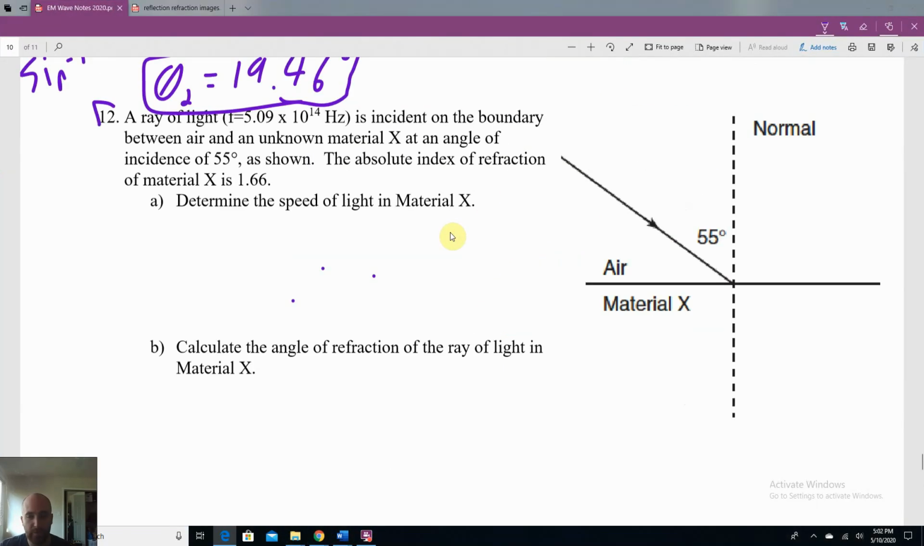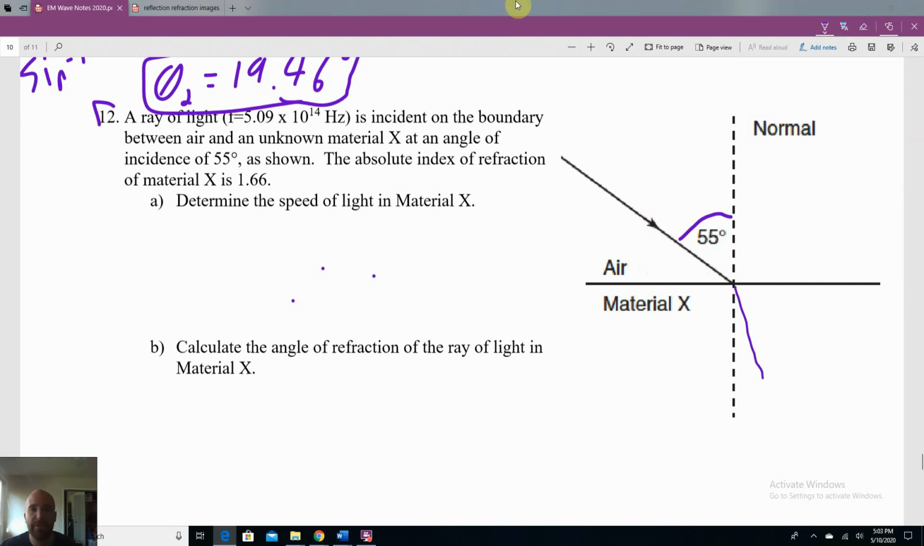Alright, so for number 12, hopefully you paused it and tried it. A ray of light is incident, notice I gave you that same frequency, not really going to affect us, but it's there, on the boundary between air and an unknown material x at an angle of incidence of 55 degrees. So we got that angle of incidence here. As shown, the absolute index of refraction of the material is 1.66. So when the light hits this change of material, it's not going to travel straight. It's going to bend.